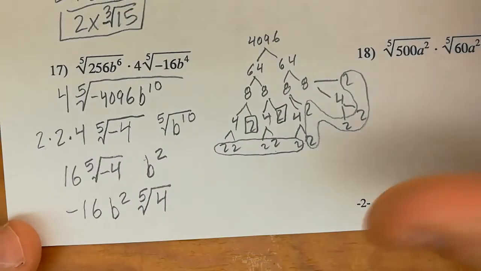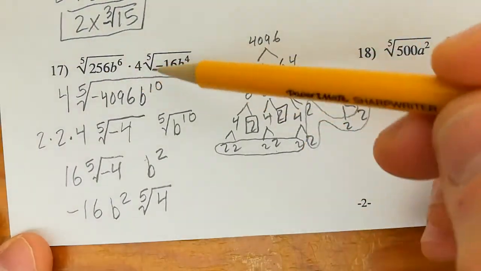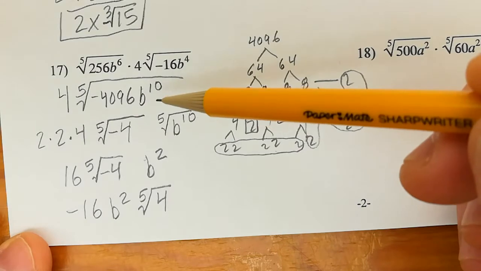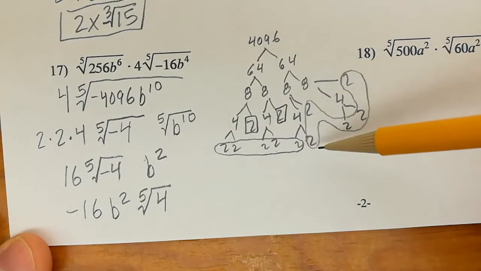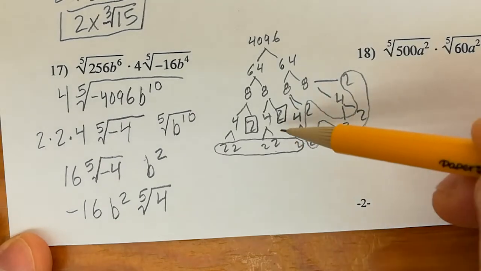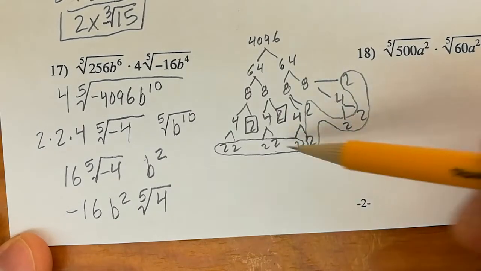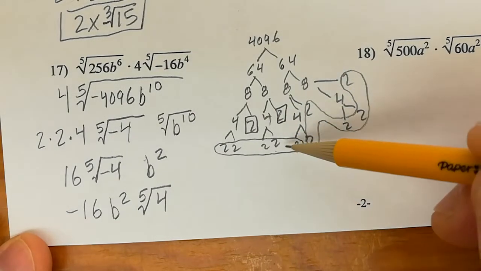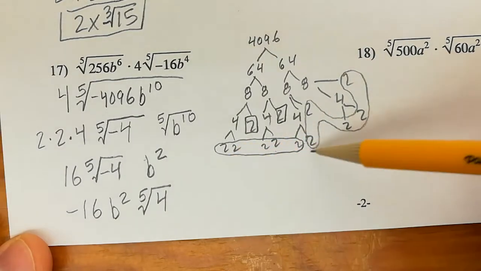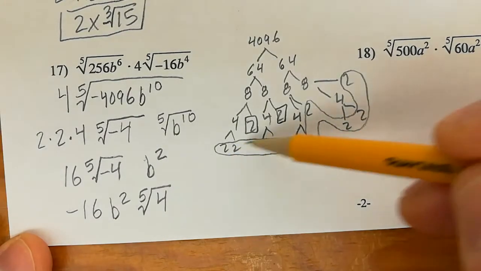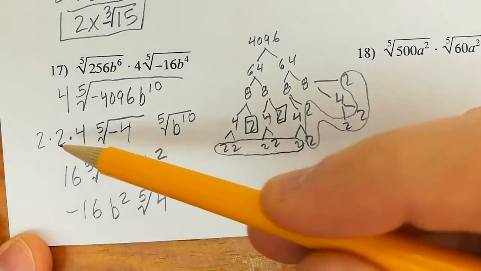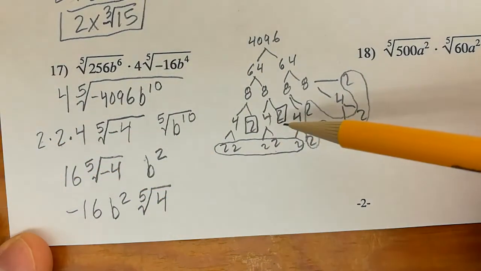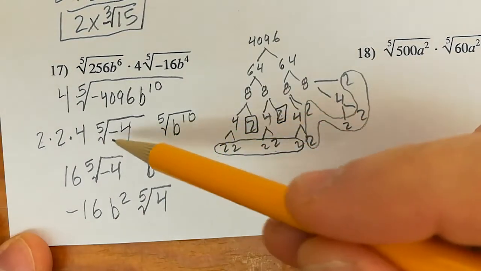17, that was a little trickier. You multiply these, you get negative 4,096. Here's one way to break down 4,096. It basically ends up being 2 to the 12th power, 2 times itself total 12 times. So you have 2 groups of 5 2s, and so you can take out a 2 for each of those groups, and then you're left over with a 2 times a 2 inside, so that's the 4.